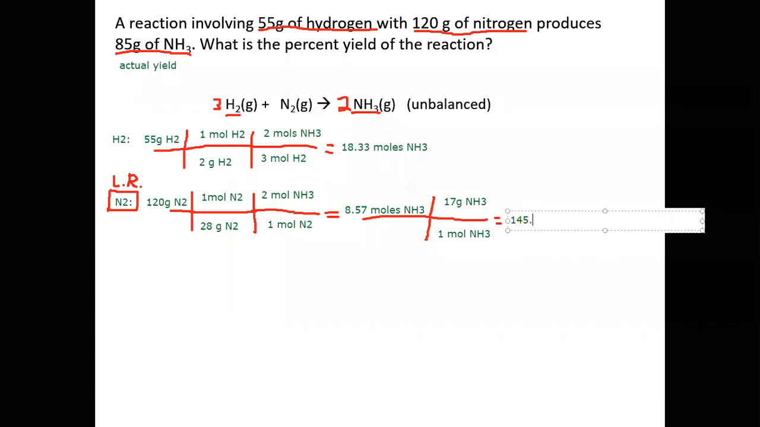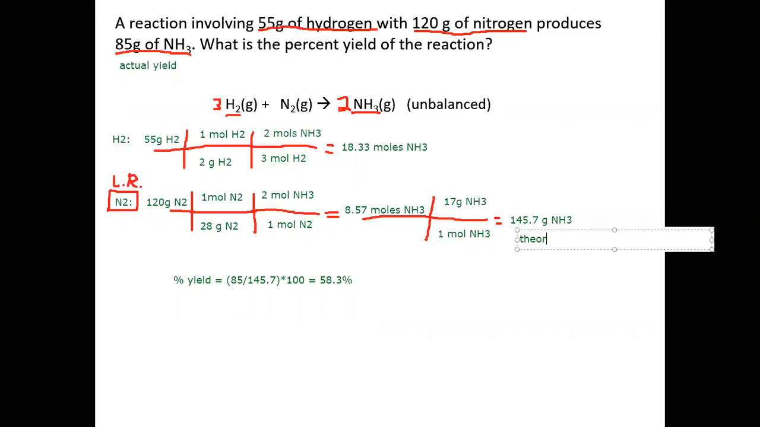We get 145.7 grams of ammonia. So now our percent yield is going to be the actual, which is 85, divided by 145.7. That's our theoretical times 100. And we get about 58.3%. So again, this 145.7, this is the theoretical yield.